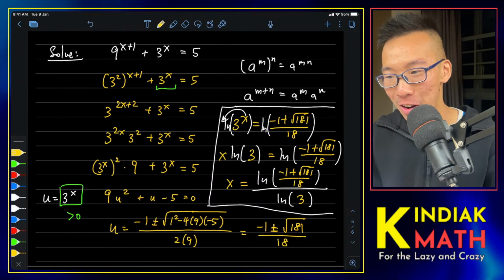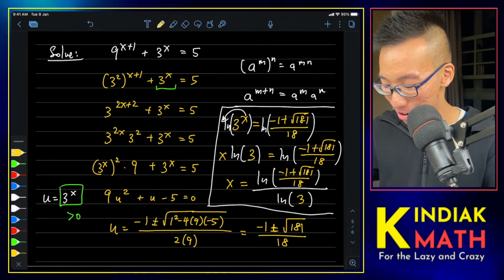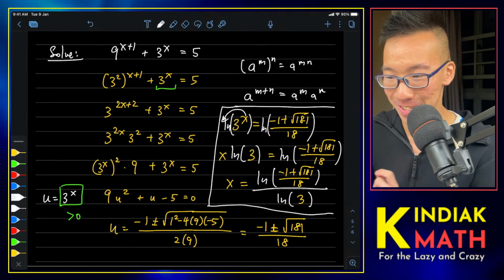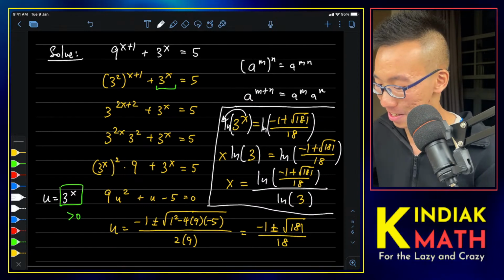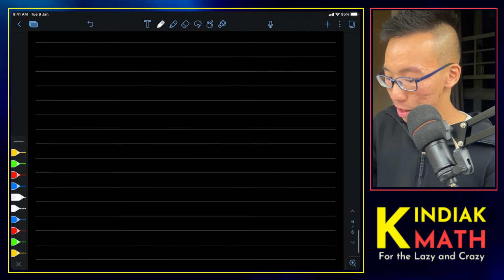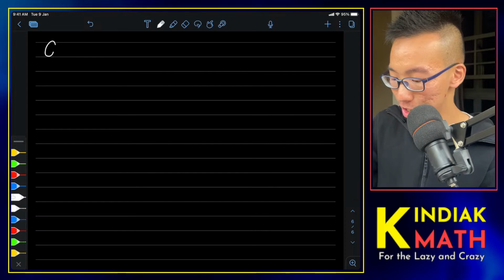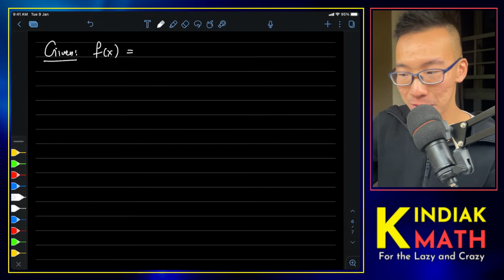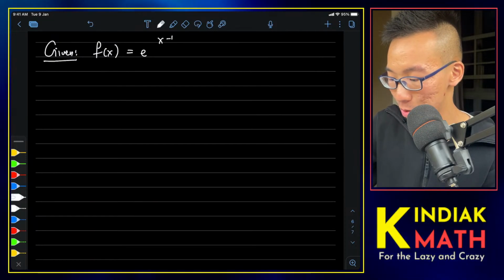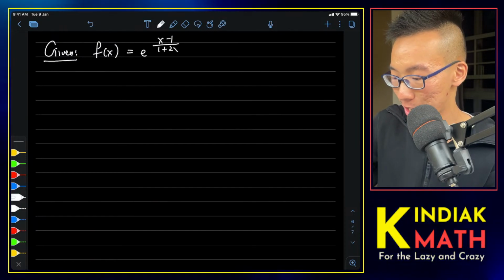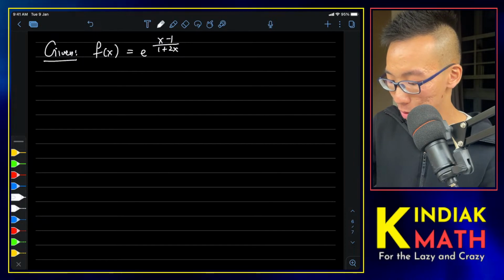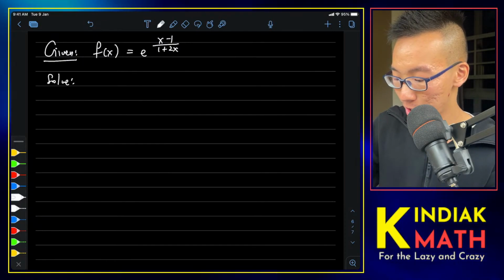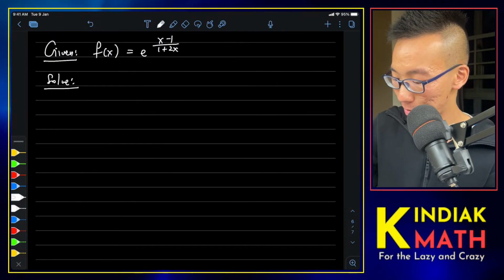So, the moment we've all been waiting for. Let's solve the hardest question in this test. Let's solve this hardest question. We're given f of x equals e to the x minus 1 over 1 plus 2x. And we need to solve this particular equation.